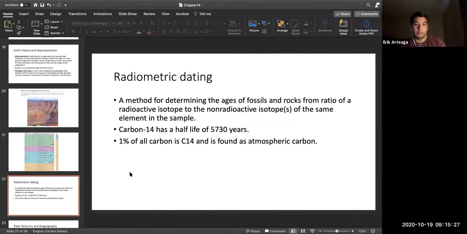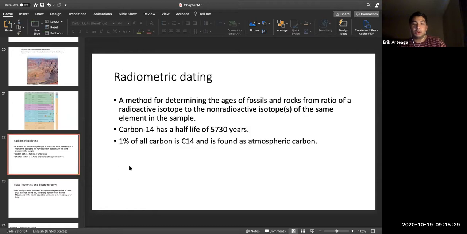The examples. We have radiocarbon dating, right? So this is important, you should know this. A method for determining the ages of fossils and rocks, using the ratio of radioactive isotope and non-radioactive isotope. Remember, carbon-14 has a half-life of 5,730 years. 1% of all carbon is C14. This is atmospheric carbon, so you get the C14 from the atmosphere. If you're dead, if you're in the ground, you start losing the percentage of C14, and we can measure that by the radioactivity of that isotope.